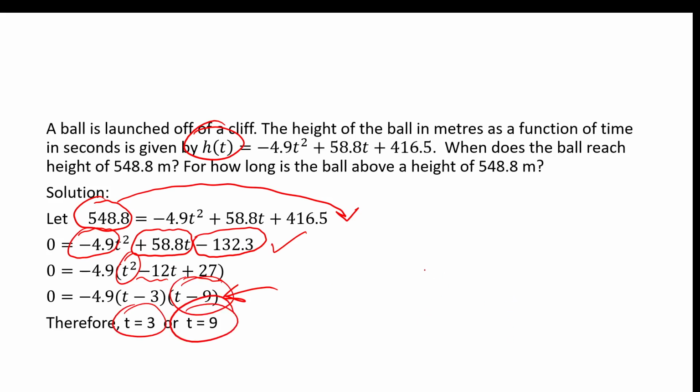So let's think about this for a second. We've got a cliff, a ball's launched over the side.